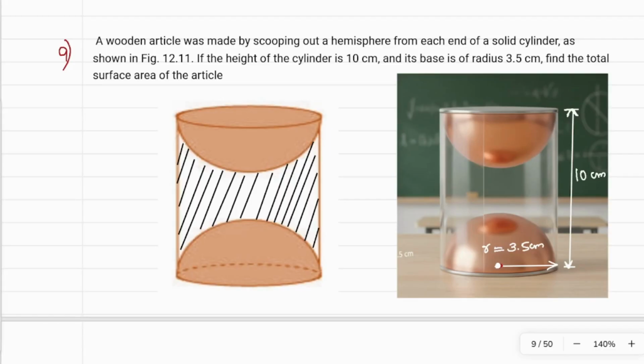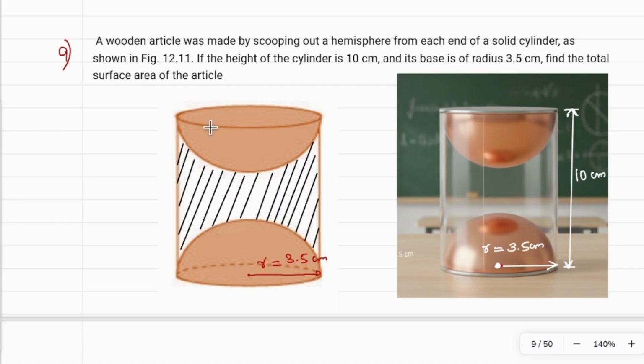Okay, let's do question number 9. A wooden article was made by scooping out a hemisphere from each end of a solid cylinder as shown in the figure. The height of the cylinder is 10 centimeter, and the base radius, from the center till here, is 3.5 centimeter. Find the total surface area of the article.